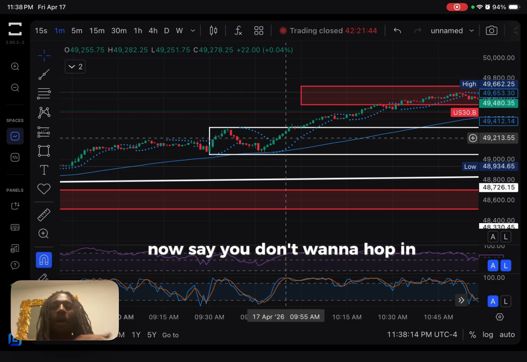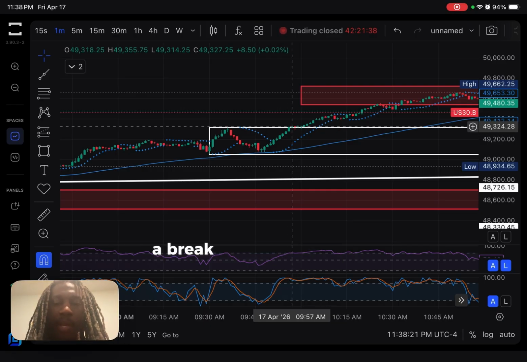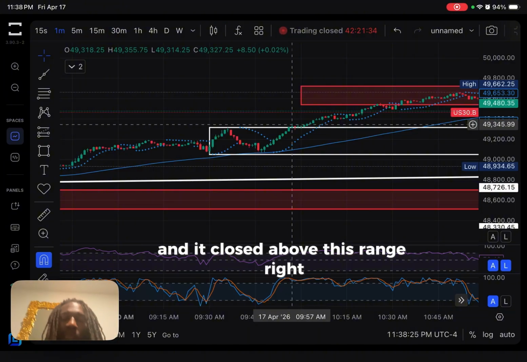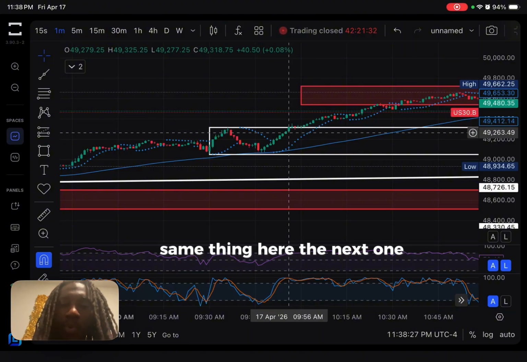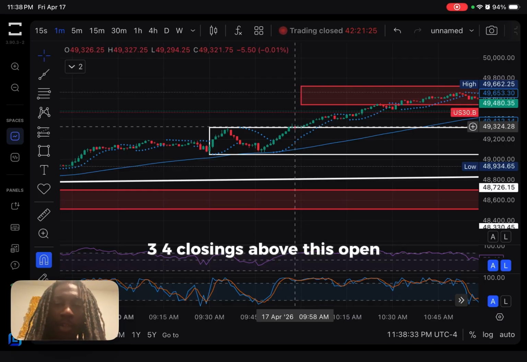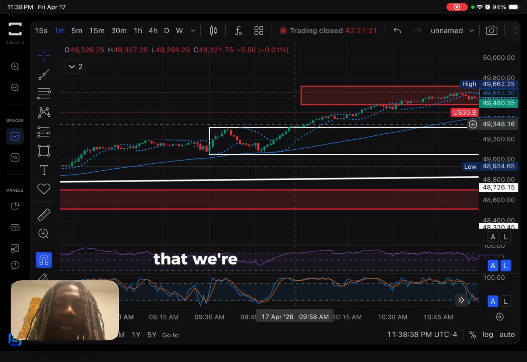Now say you don't want to hop in there. Cool, you don't gotta hop in there. Next confirmation I see is we have a break above this range, which was here, right? And it closed above this range, right? Same thing here. The next one opened above this range and it wicked back down into it. So now once we have these 1, 2, 3, 4 closings above this opening range, this is already telling me that this is a confirmation that we broke out.